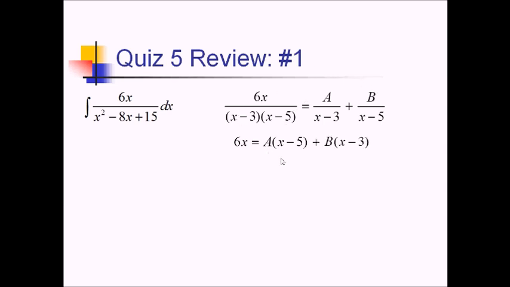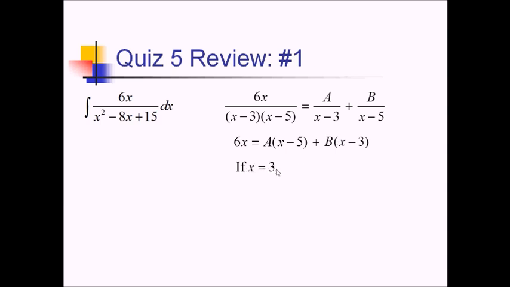After that, I'm going to pick values of x that allow me to cancel out one of these terms on the right side, allowing me to solve for the constant in the other term. So for example, if I want to solve for the value of A, I'm going to pick x to be 3, because that's going to cancel out this B term.